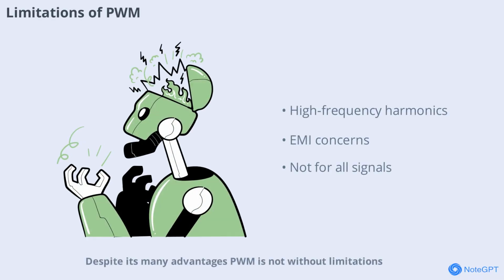Despite its many advantages, PWM is not without limitations. The main challenge is the generation of high-frequency harmonics, which can cause electromagnetic interference (EMI) in sensitive circuits. Careful filtering and circuit design are required to minimize these effects. Additionally, PWM may not be suitable for all types of signals, especially those requiring precise amplitude representation.